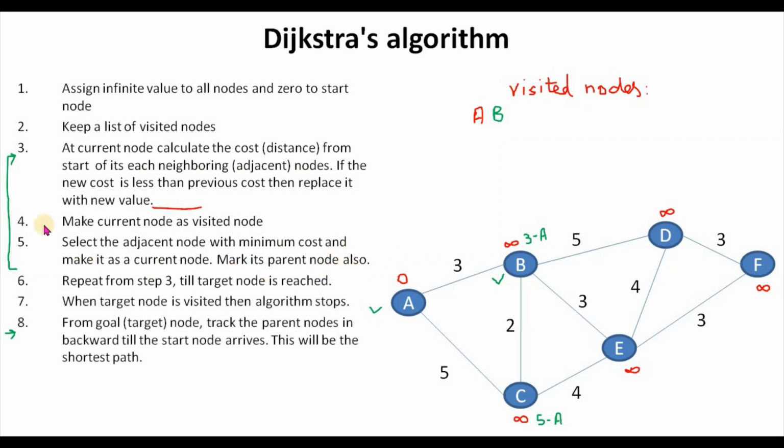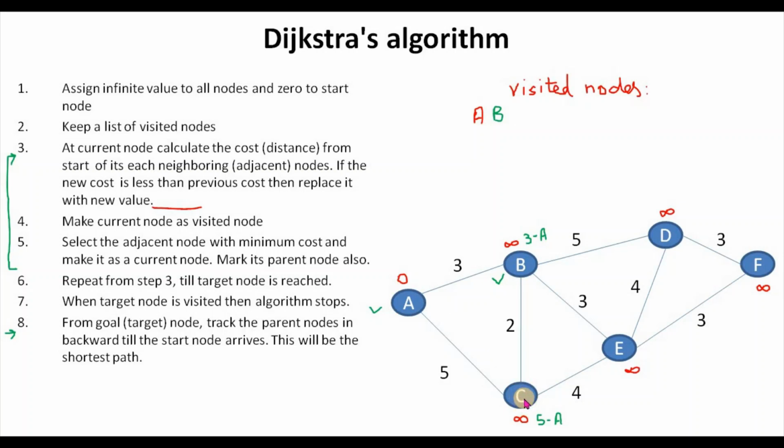So now we are going to repeat step number 3 again. So step number 3 says, at current node, calculate the cost or the distance from start of its each neighboring or adjacent node. Now we are at node number B. And now we shall see what adjacent nodes it has. So it has adjacent node A, C, E, and D, because it is connected with these nodes using edges. Node A is already visited because it's in the visited list, so we shall not explore it again.